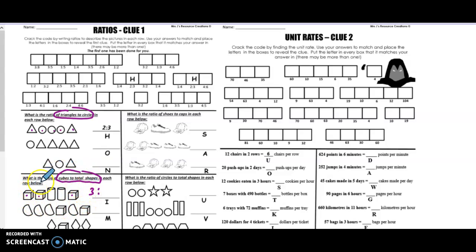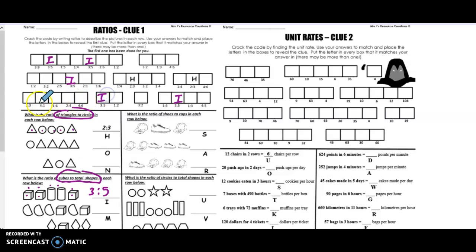Now, they're not talking about cubes and then cylinders. They're saying total. So they want you to count it up. 1, 2, 3, 4, 5. So the cubes to total shapes is 3 cubes to 5 total shapes. Come up here, find the 3 to 5s, and I'm going to put an I. Here's a 3 to 5, so I'm going to put an I. Let's see if there's another I. More 3 to 5s. Yep, there's an I.